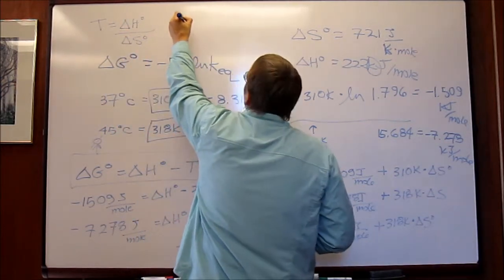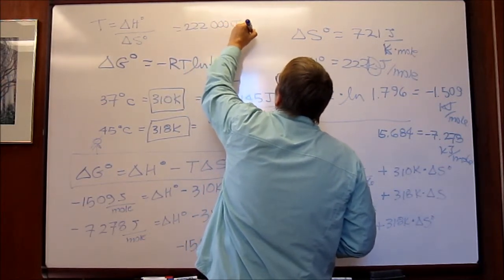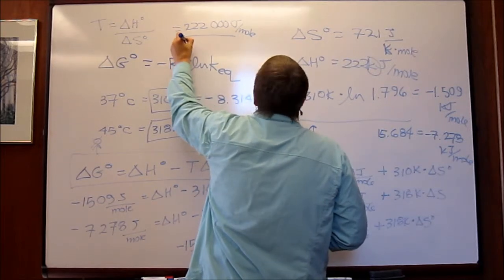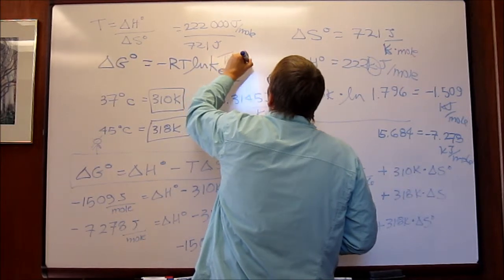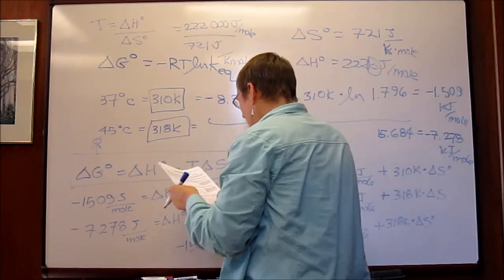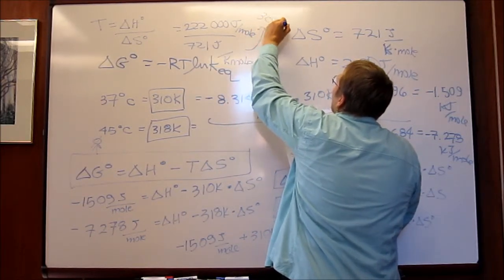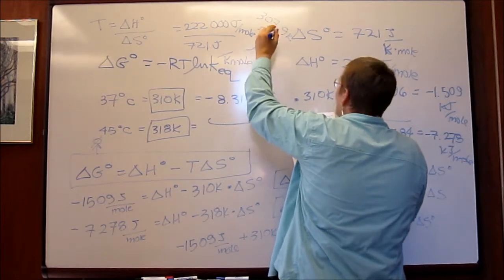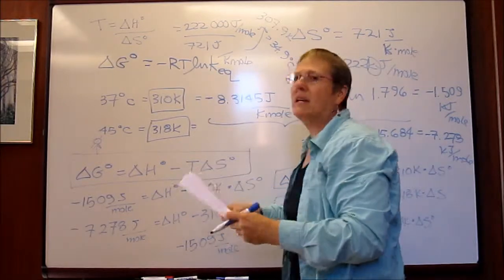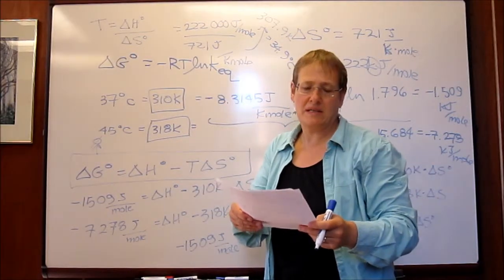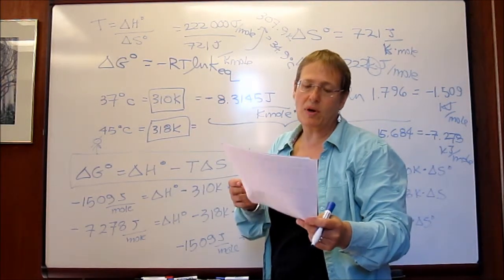And that would be equal to 222,000 joules per mole divided by 721 joules per Kelvin mole. We will get an answer in Kelvin, which is 307.9 Kelvin, which is equal to 34.9 degrees Celsius. Now I'm not going to tell you the answer to the final part, that's the second part C, that you can hand in on Tuesday if you'd like the bonus marks on your team challenge.